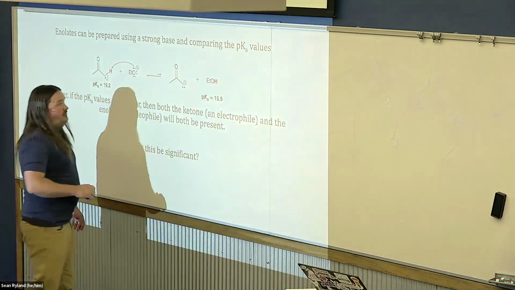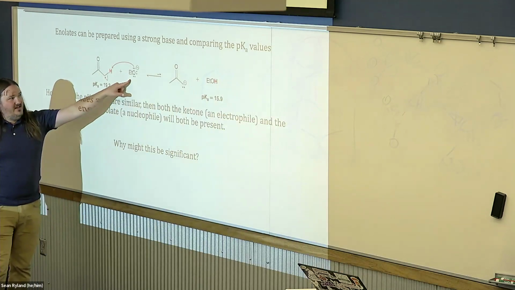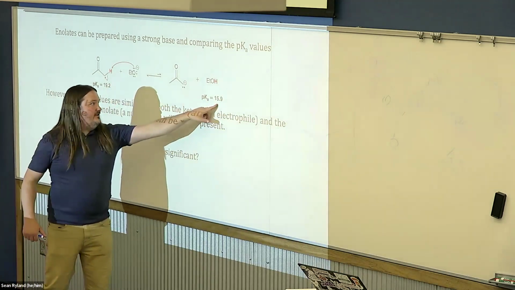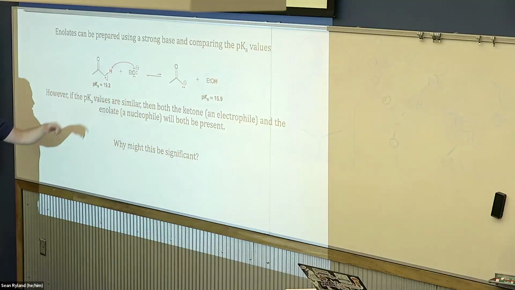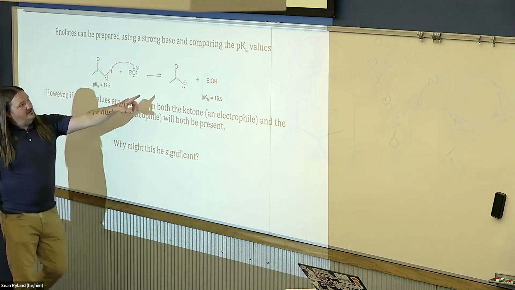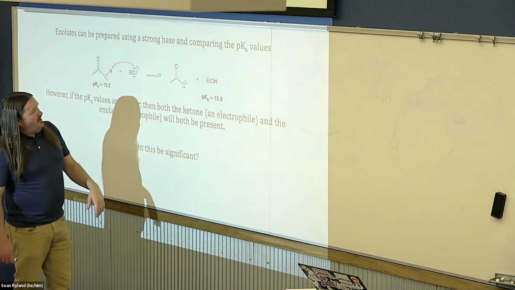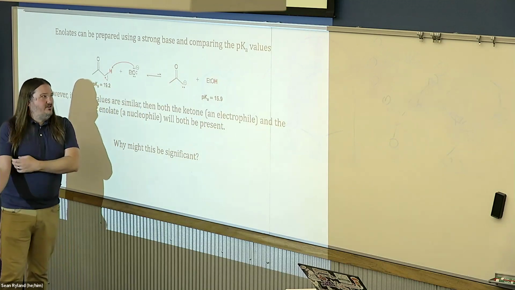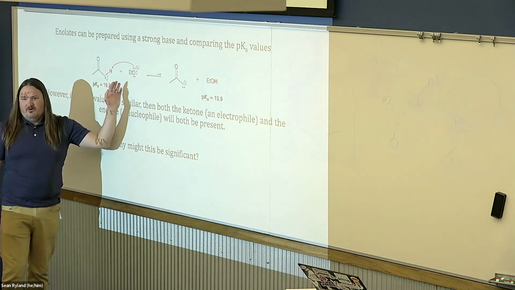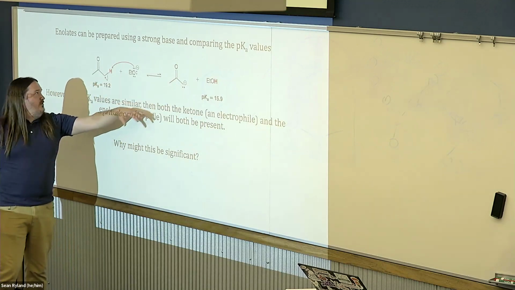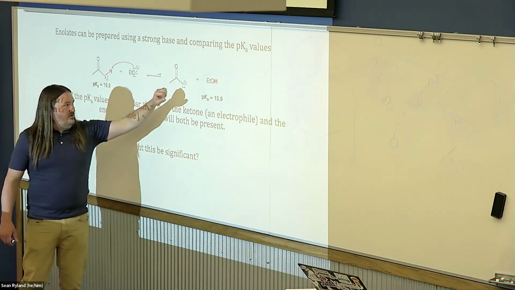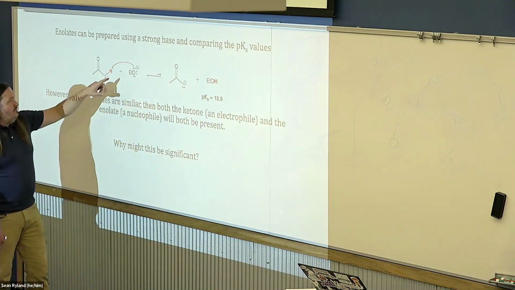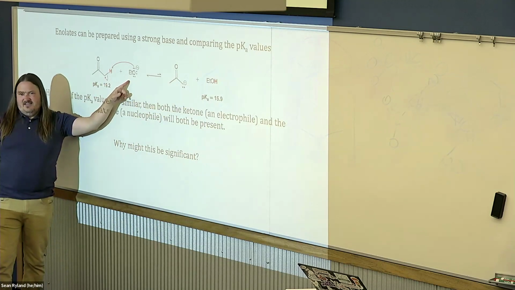Right, and so here's another common base, ethoxide, pKa of 15.9 versus 19.2. So you make some of the enolate, enough that you can have the enolate act as a reactant, but the trouble with that is if we have this equilibrium system and we want the enolate to be our nucleophile, we have to compete with the ethoxide, and the ethoxide is a pretty good nucleophile itself.